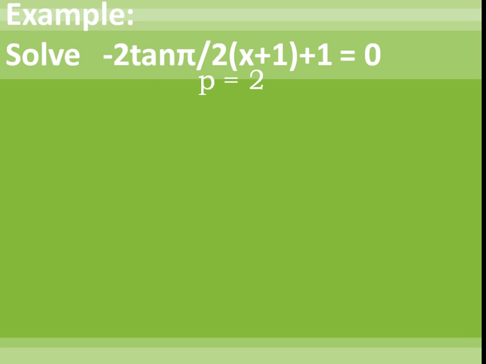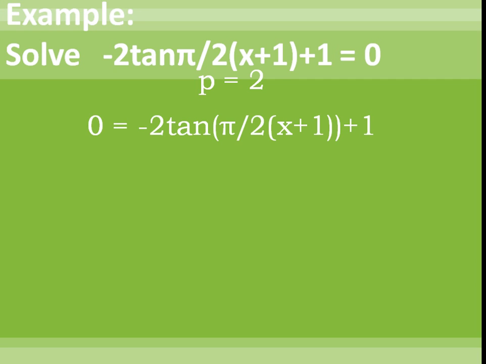Now how did I get that? Well, period is equal to pi divided by the absolute value of b. Now why pi? Well, we said that the period for the basic tan function would be pi. So whenever you're calculating the period, it's going to be pi divided by the absolute value of b. So we get 2.